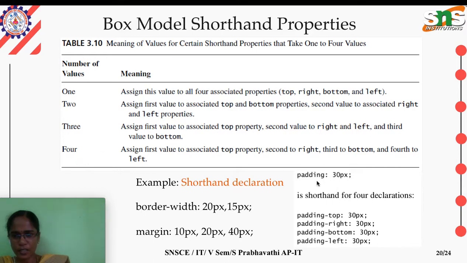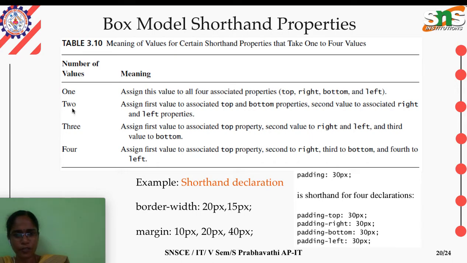See here, padding 30 pixels. What does it mean? I haven't given padding-top 30 pixels, padding-bottom 30 pixels separately. This is the shortcut way to give all four sides. So this is equal to padding top, right, bottom, left, all taking 30 pixels. Instead of repeating like this, use the shorthand notation like this. This is assigning one value.